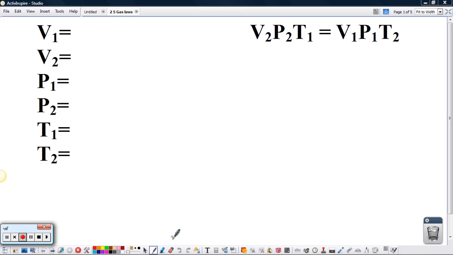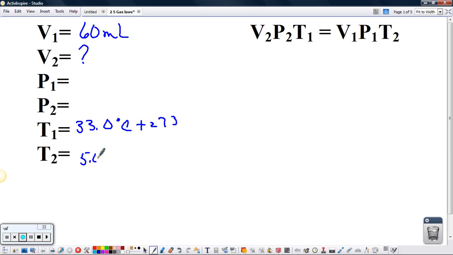What is the change in volume? So I know immediately that I need V2. That result is 60 milliliters, so that 60 must go up here. 60 milliliters of gas is cooled from 2. Now when it says from 2, 2 means 2 conditions. So I'm going from 33.0 degrees C plus 273 to 5.00 degrees C plus 273 equals.